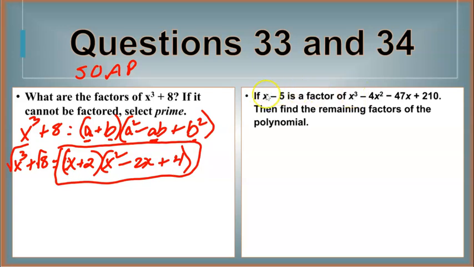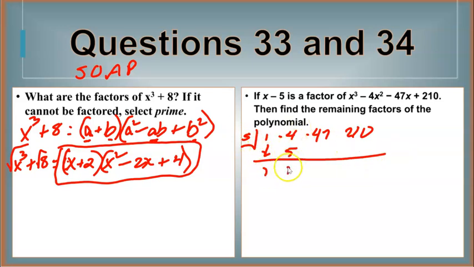On this one, since they're telling me one of the factors is x minus 5, I can use synthetic division to bring this down. So if I did a 5, this would be a 1, a negative 4, negative 47, 210. Because I want to find out what the other factors remaining would be after here. So this would be a 1, multiply, add straight down, multiply, add straight down, multiply. So we know that's a 0. So this is going to be x squared plus 1x minus 42.